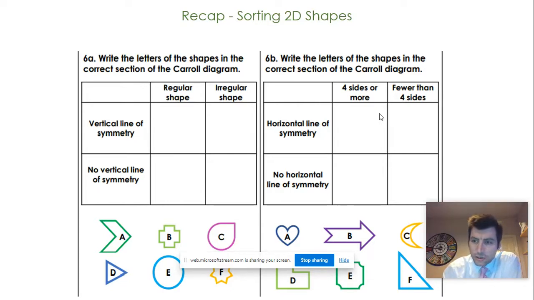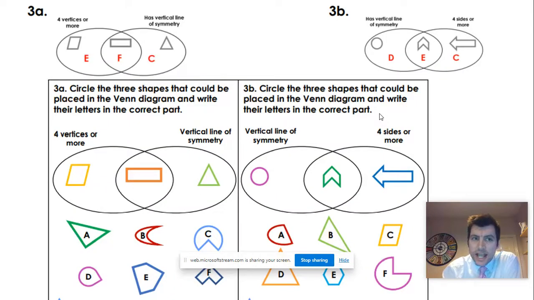Okie dokie, looking at this sorting work that you've had a go at doing. Well done, year 3, for having a go at that. We can see that for 3A, E, so our blue kind of darty shaped, sorry, our pentagon, our 5-sided shape, our irregular pentagon should be in the left-hand side for 3A. For F, we should have in the middle because it's got that vertical line of symmetry and 4 vertices or more. And then C, which is almost like a quarter chopped out of a circle, should be in the vertical line of symmetry because we can cut down the middle of C.